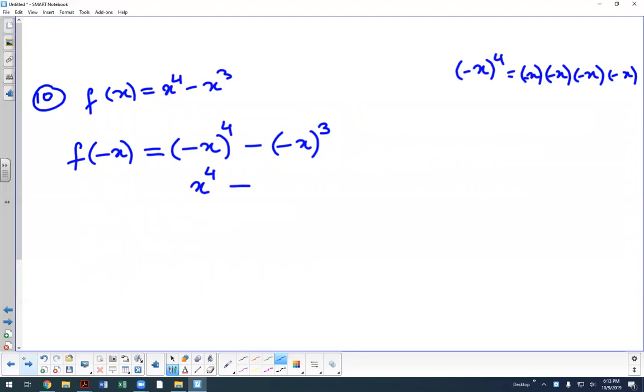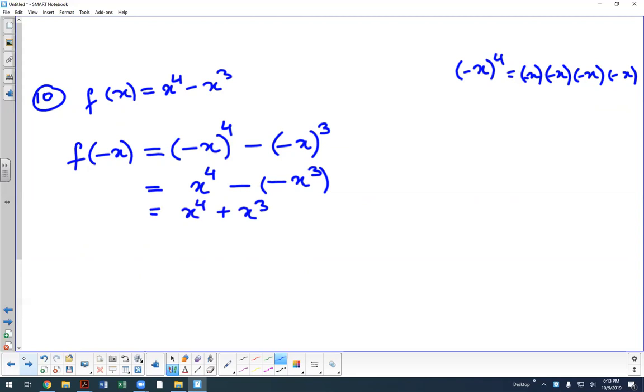Now, what will happen with the negative x to the third power? It will stay negative, yeah. So you will actually end up getting negative x to the 3rd. And then I still have this minus sign from the problem itself. So the two negatives will actually end up becoming positive.